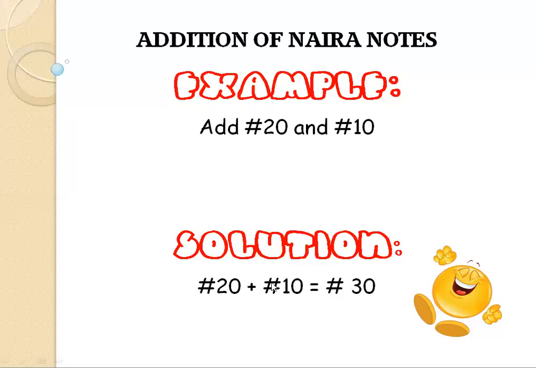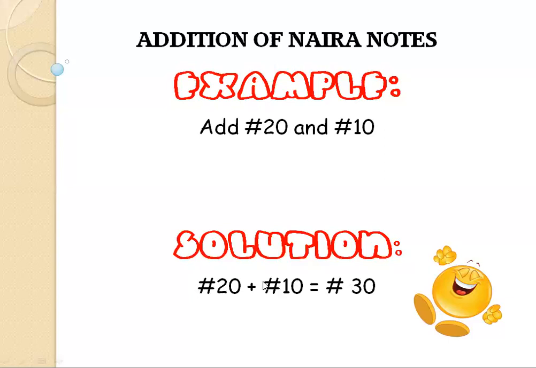Now when I'm adding numbers that end with 0, it's very simple, isn't it? I'll just say 2 plus 1. 2 plus 1 will give me 3, isn't it? And then I'll put my 0 at the back of it. 2 plus 1 is equal to 3, and I'll put my 0. Always remember to put your Naira to show that we're talking about money. So 20 Naira plus 10 Naira is equal to 30 Naira.